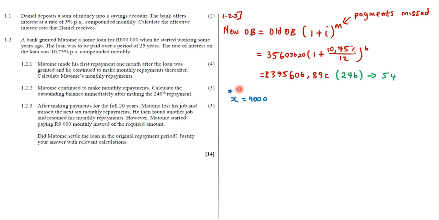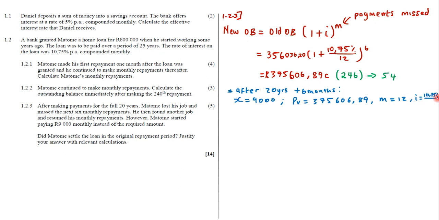So let me write this. After 20 years and 6 months, this is what I'm deciding: I want to pay 9,000. And now I've checked my loan, and they're saying that actually you still owe us 375,606.89. Another thing is still the same: the compounding is still 12, and the interest is still 10.75% over 12.